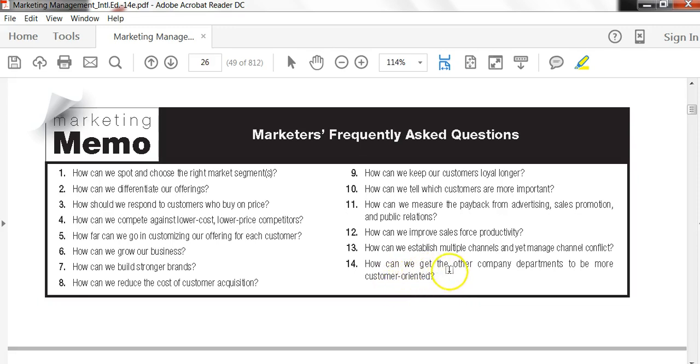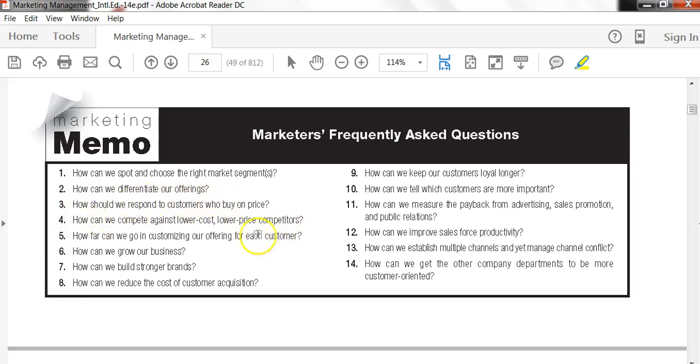And how can we get the other company departments to be more customer oriented? Here is the challenge of internal marketing, because we in the marketing department of our company think we need to be customer oriented, we need to serve them. But what about our other departments, the production department, R&D department, finance department? Do they also think like customers?